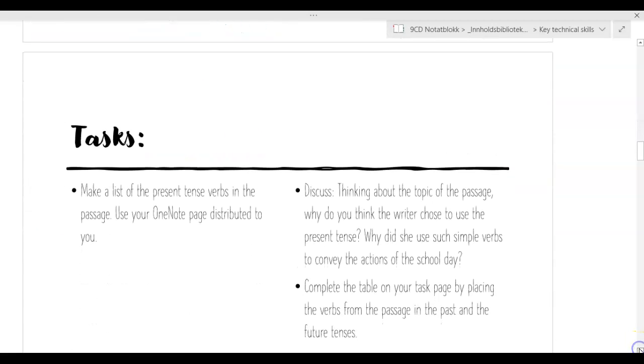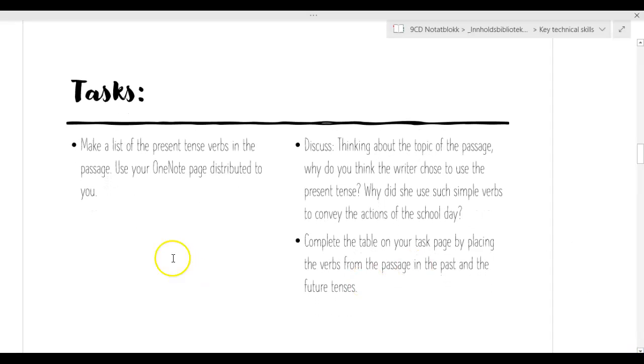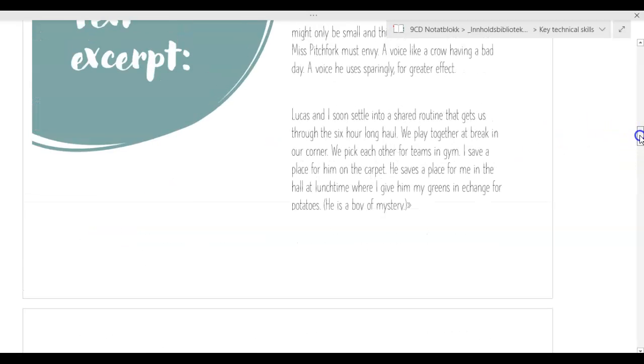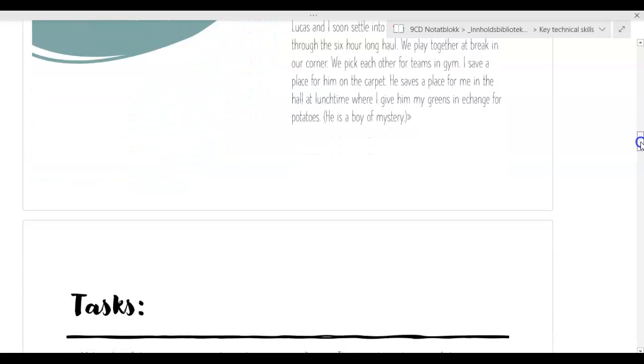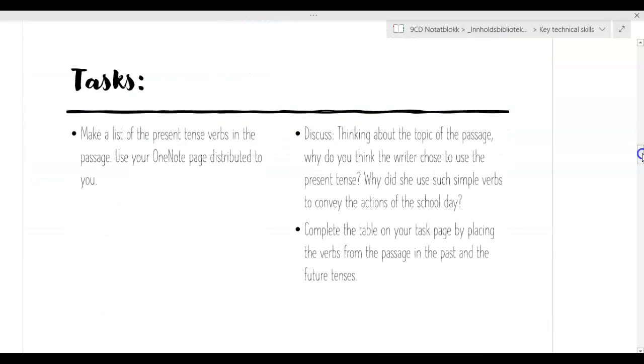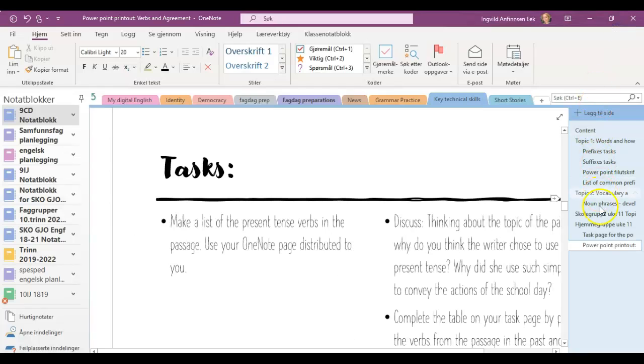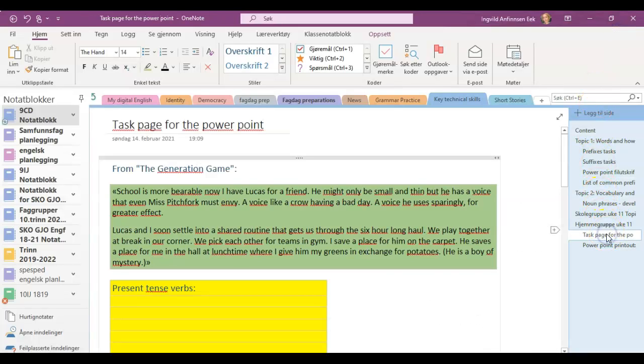Okay, so tasks. Now I'm going to read through the tasks first. Make a list of the present tense verbs in the passage. All right, so pick out all the present tense verbs in this. Which ones are verbs and which are in the present tense, and you list them in the task page. Now the task page, you'll find here, task page for the PowerPoint.